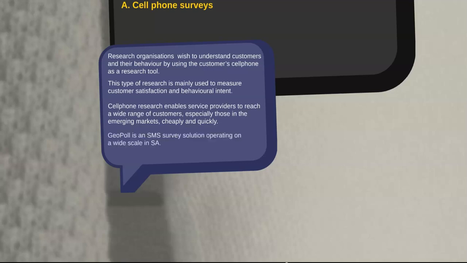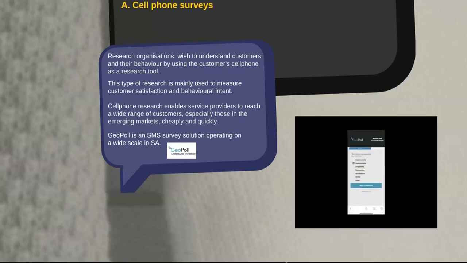Make sure you refer to the following company, Jopol. This is an SMS survey solution operating on a wide scale in South Africa, and you can choose your market in terms of their income. If they have low income, you're still able to use this service. It will just cost you money and not the person that you require the information from, and that's a bonus. On the screen you will see a short video. It again will be linked on Ifundi. I'm going to play a short piece of it so that you can see how cell phone surveys work.